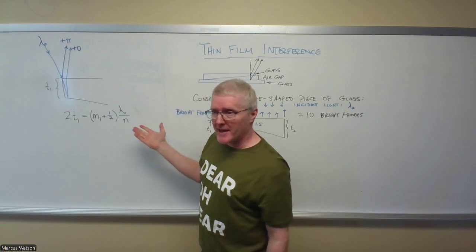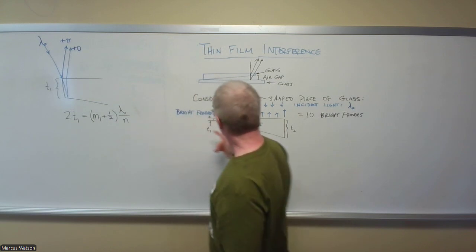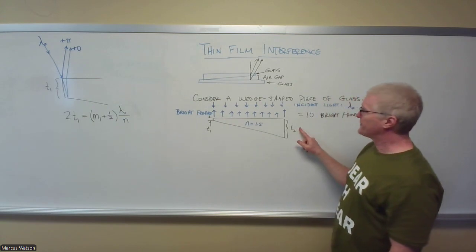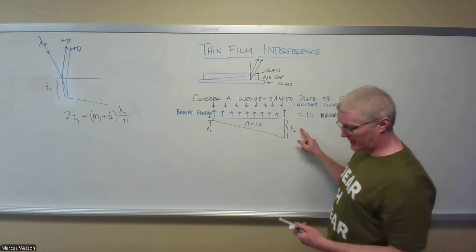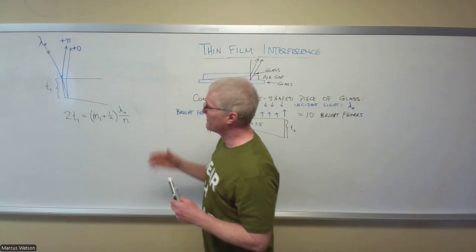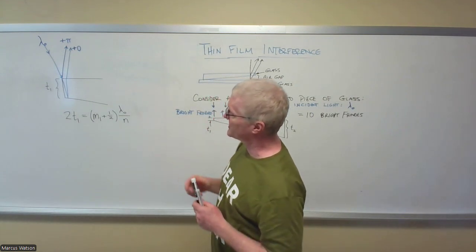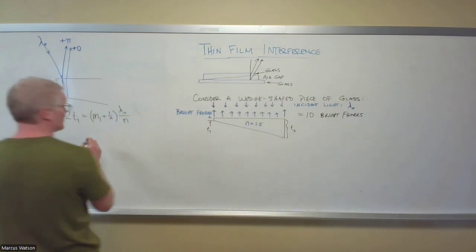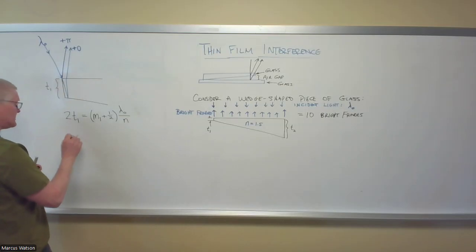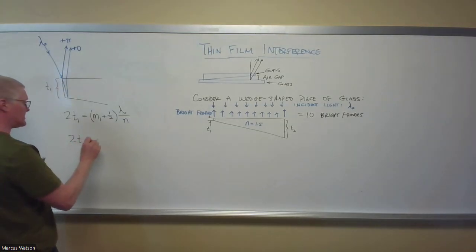Likewise, I can write the same thing for over here. Okay? I can make the same arguments. And I could write that likewise 2T2 is going to be M.